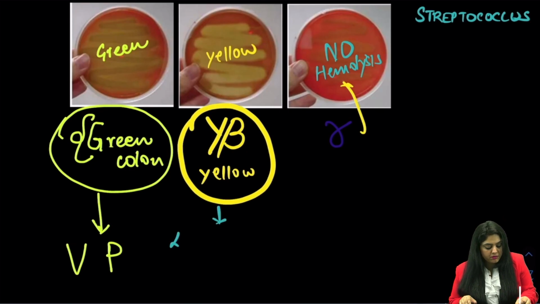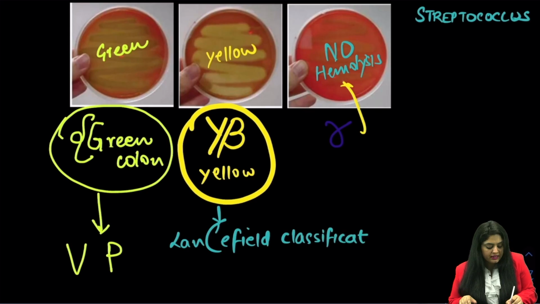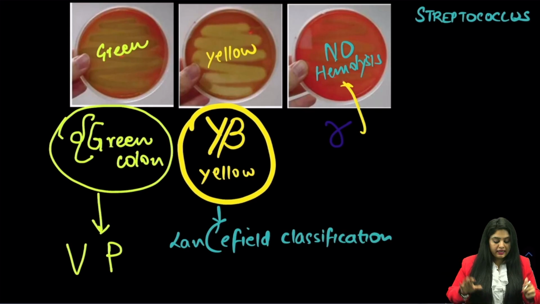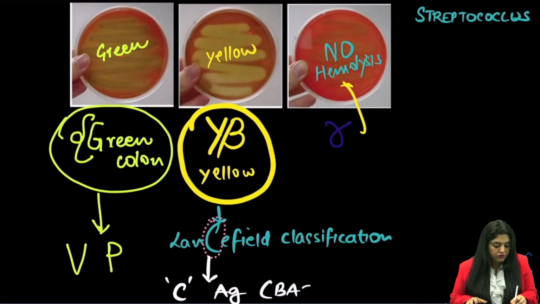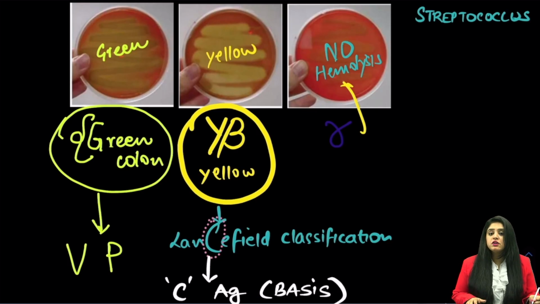Before that, there's a very famous classification, the Lancefield classification, and I hope all of you remember it. Why have I highlighted the C in Lancefield? Because Lancefield classification is based on C for carbohydrate antigen. They will ask you what is the basis of the Lancefield classification. It is C for carbohydrate antigen. On the basis of that, we have divided it into group A, B, C, D like that.